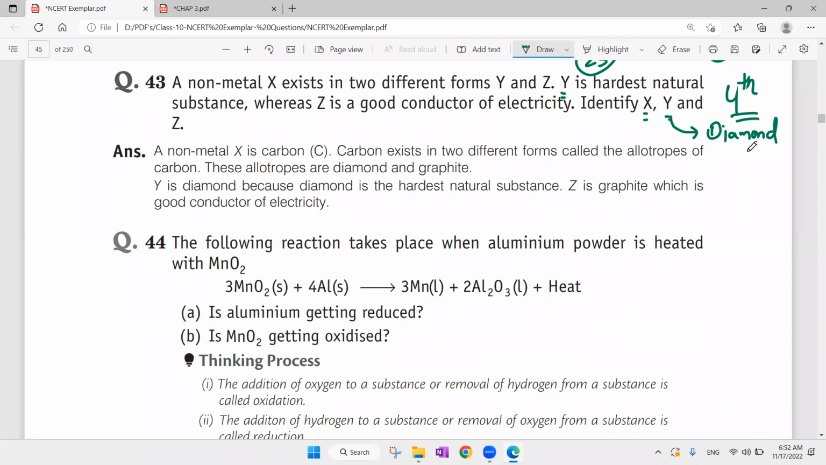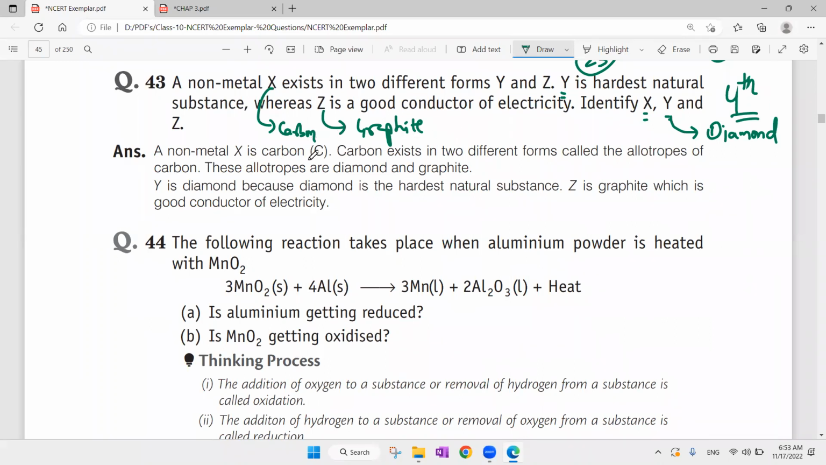When we see diamond, we can easily identify that it is a carbon compound, isn't it? Now Z is a good conductor of electricity. Good conductor of electricity means graphite. Now diamond and graphite, what is the main element of diamond and graphite? Carbon. X is carbon. Done. We got carbon, graphite, diamond.